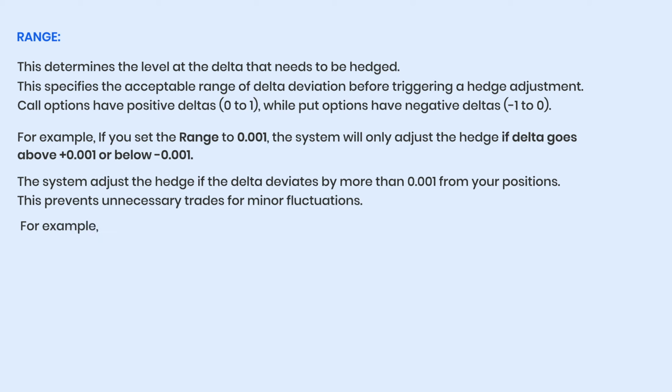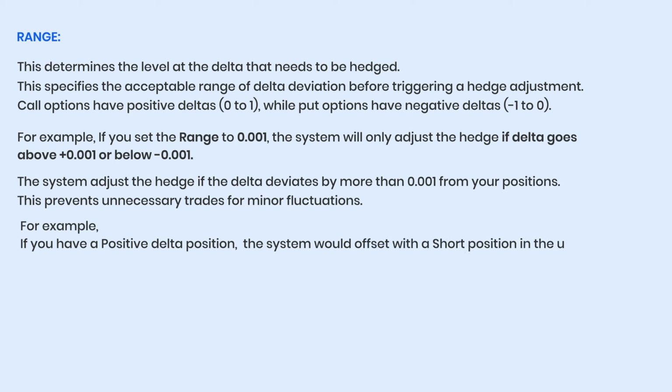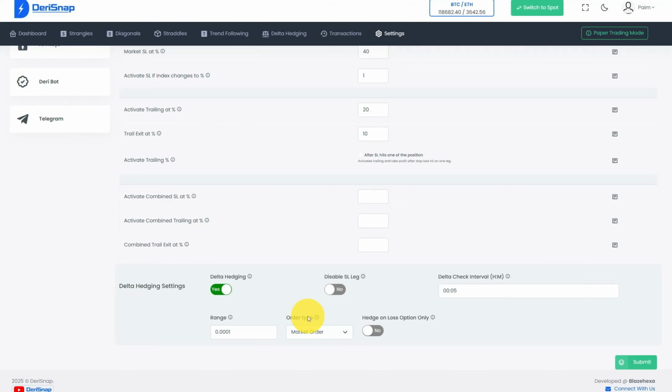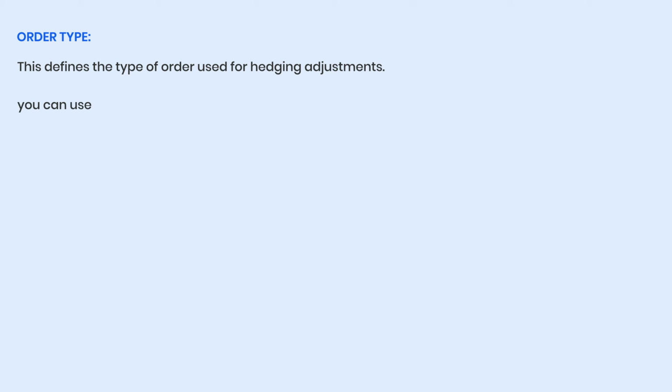For example, if you have a positive delta position, the system would offset with a short position in the underlying asset. If you have a negative delta position, the system would offset with a long position in the underlying asset. Order type. This defines the type of order used for hedging adjustments. You can use market order or limit order for delta hedging.